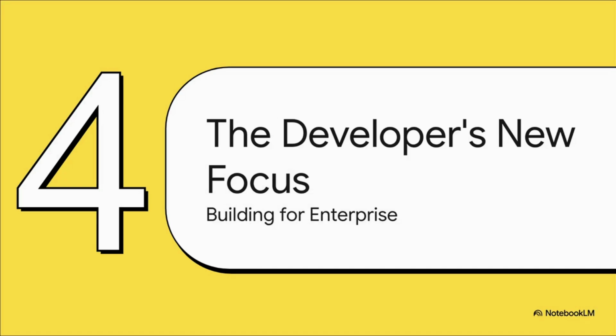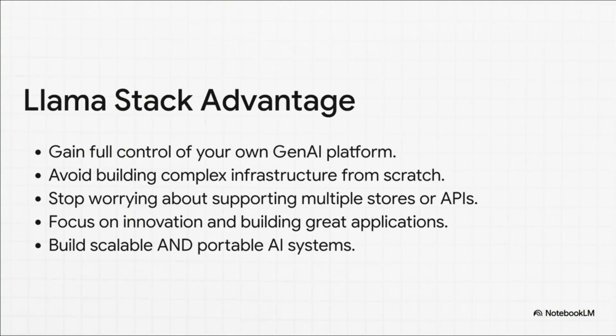Okay, so let's zoom out. What's the big takeaway here? What does all this actually mean for the developers and engineers who are in the trenches, building this stuff day in and day out? It means you get to stop wrestling with the plumbing. It means you get full control over your own AI platform without having to build every single piece from scratch. You can stop worrying about supporting 5 different vector stores or 10 different APIs. Instead, your team can finally focus its time and energy on what really matters: innovating and building incredible, scalable, and portable AI applications.